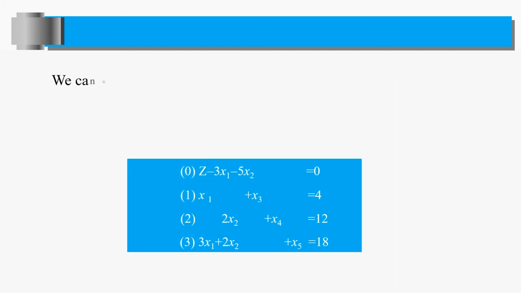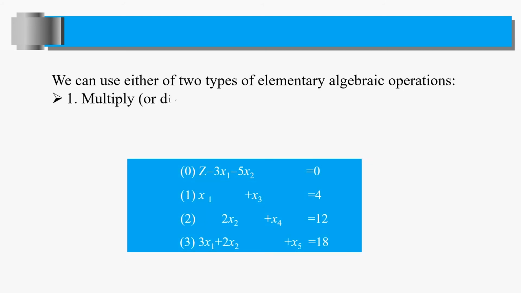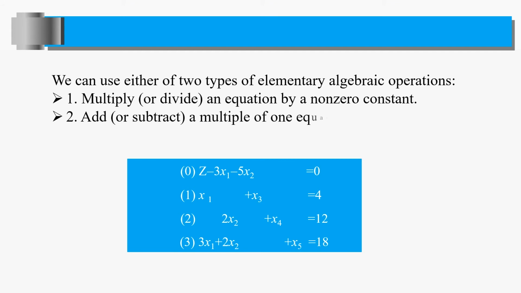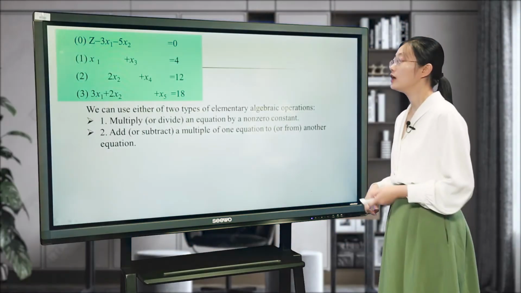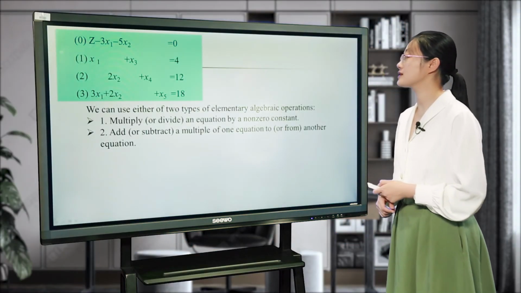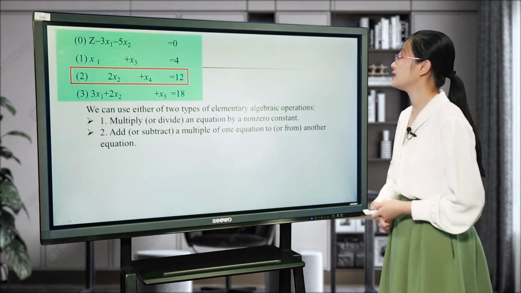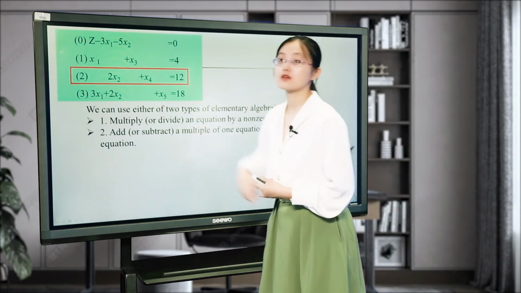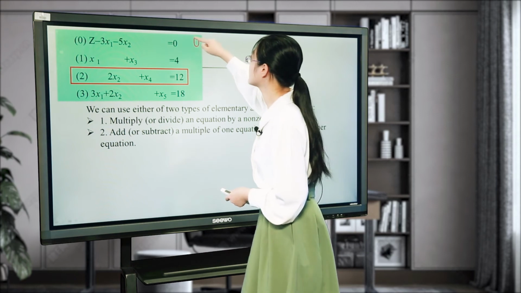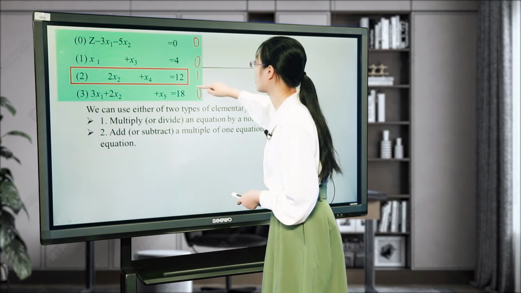There are basically two types of elementary algebraic operations. The first is to multiply or divide an equation by a non-zero constant. The second is to add or subtract a multiple of one equation to another equation. If we look at our original system of equations, we want the coefficients of x2 to be of the form 0, 0, 1, 0.